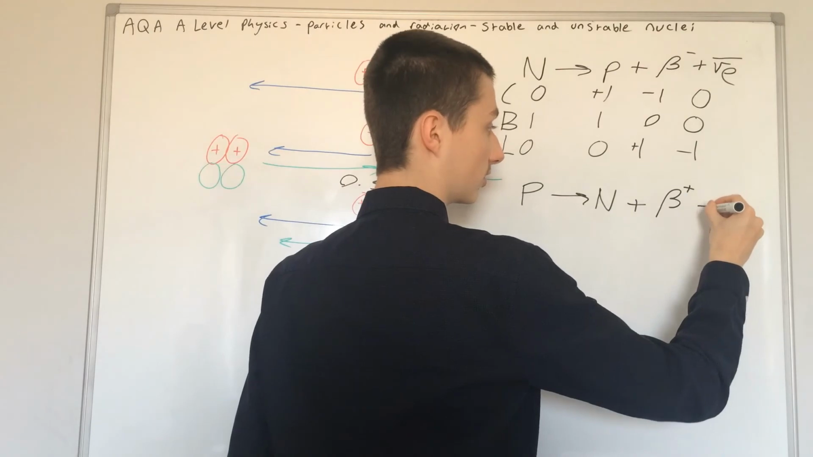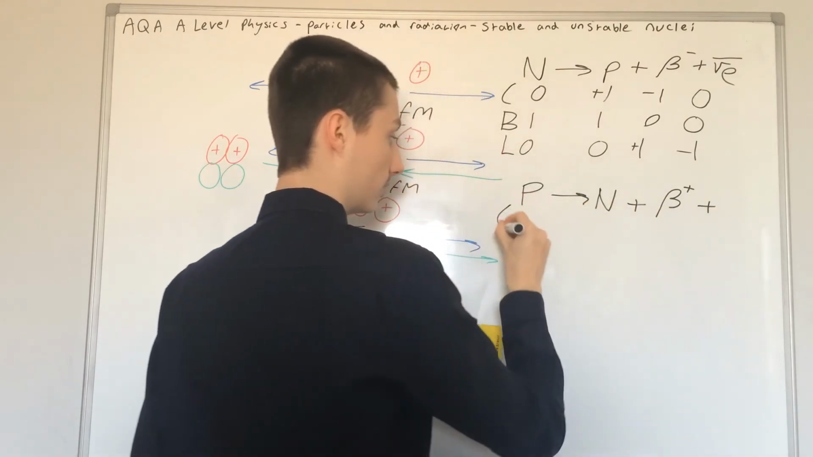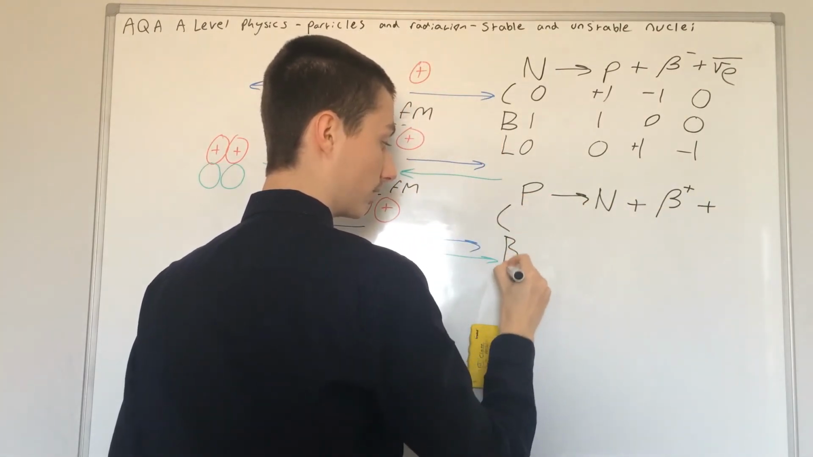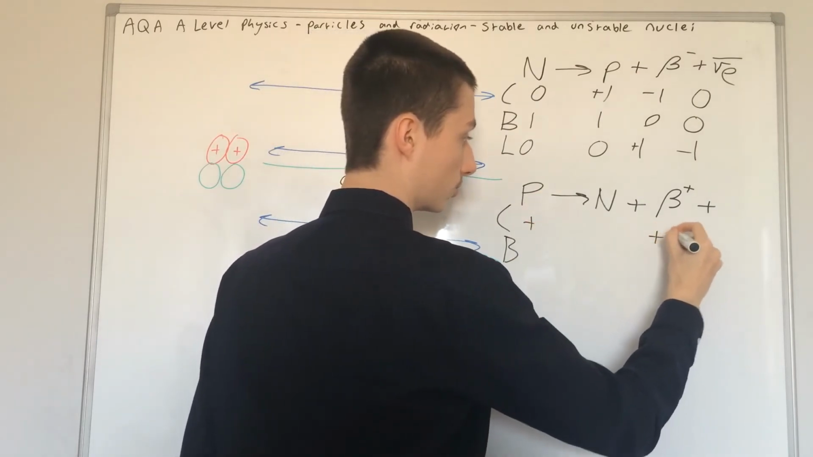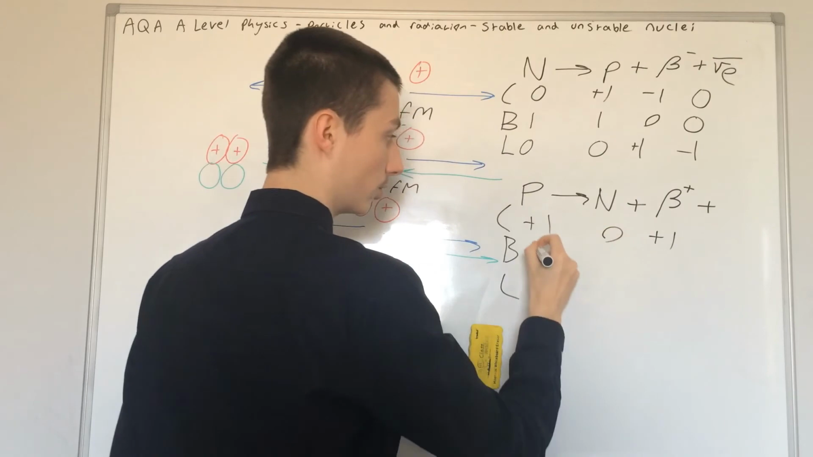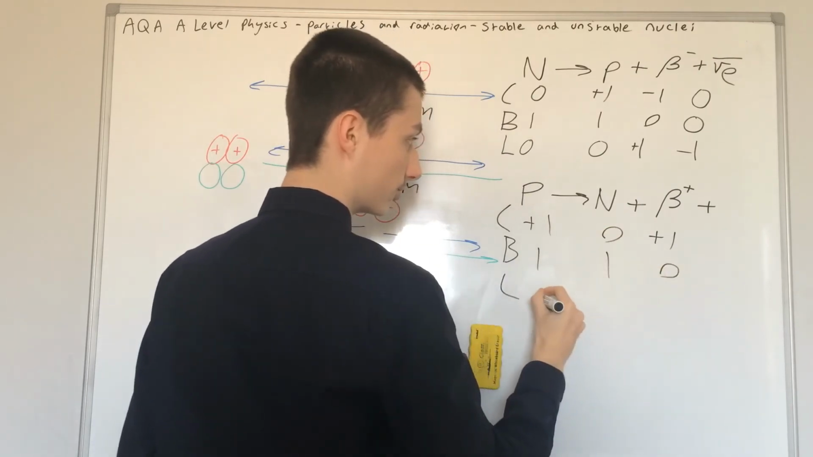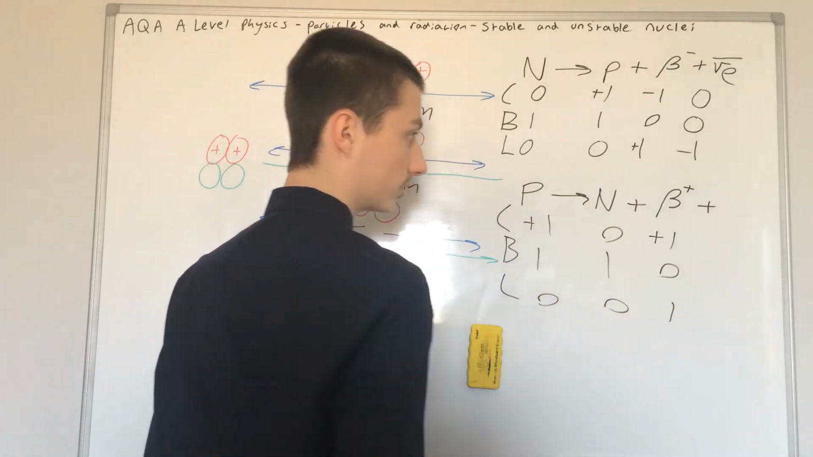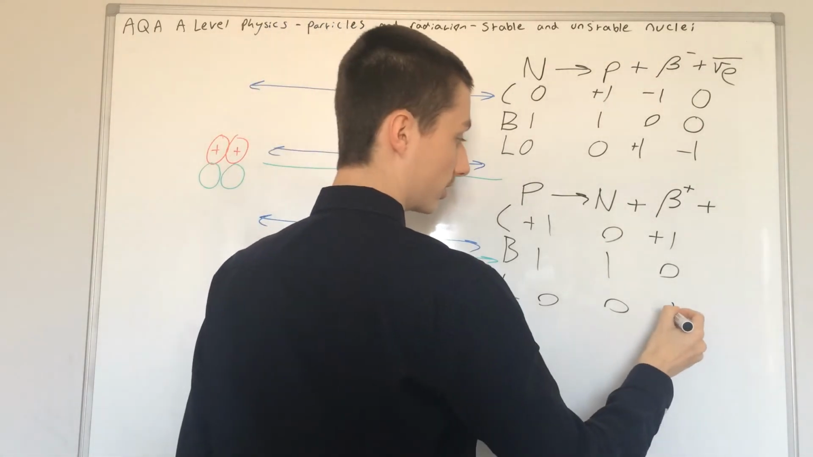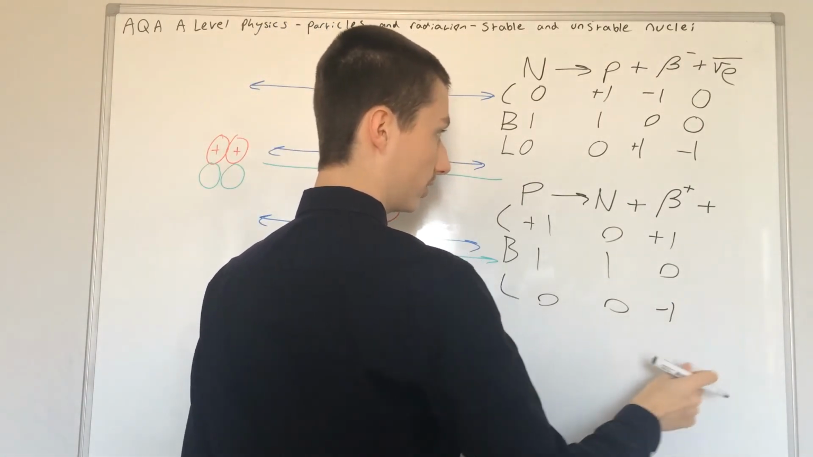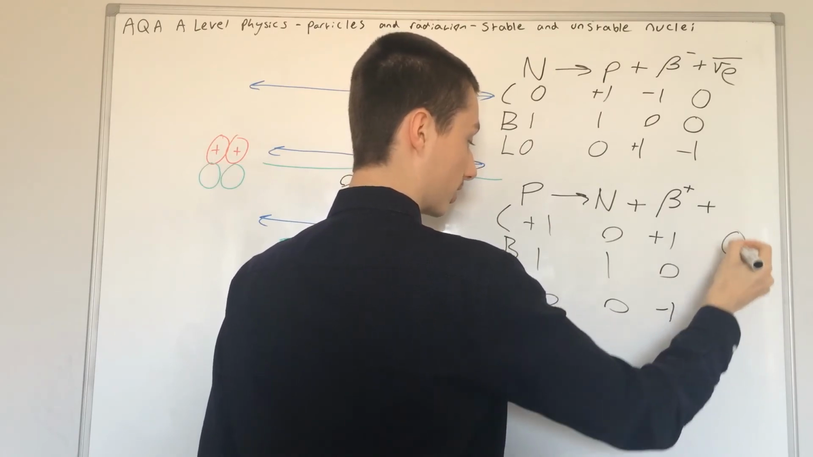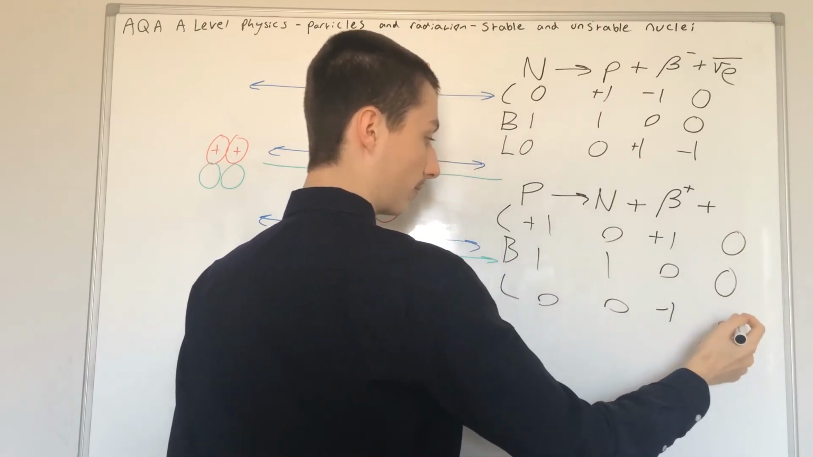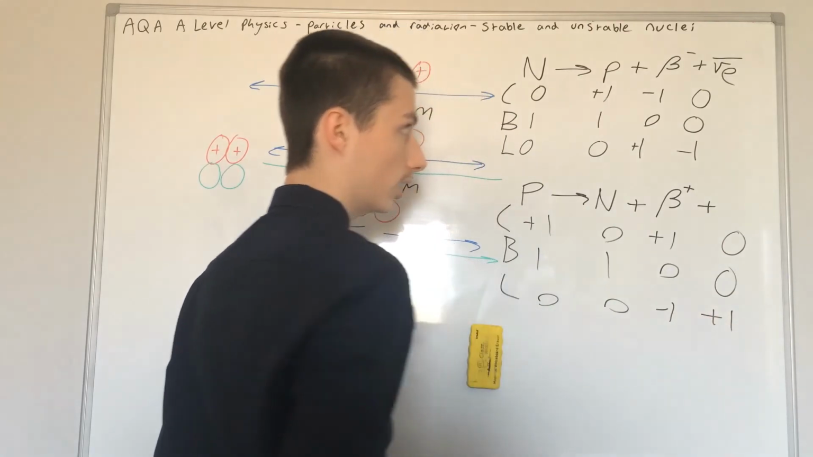And in this case, we can write charge, baryon, lepton: charge +1, +1, 0, baryon 1, 1, 0, lepton 0, 0, 1. Actually, that's a -1. Now, so we can find what particle do we have? Well, it must have 0 charge, 0 baryon, so it's not a baryon, and a +1 lepton number.